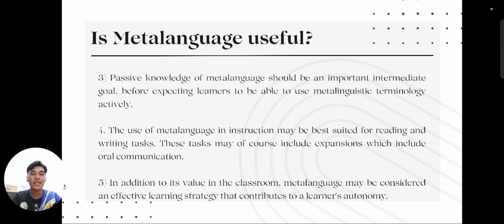Next, in addition to its value in the classroom, metalanguage may be considered an effective learning strategy that contributes to a learner's autonomy. Of course, if the instruction is in implicit form, which is indirect, then the students will tend to search for the definition, search for what is missing, or search to fill in the gaps that the teacher missed to expand or specify. So they tend to develop autonomy within themselves.